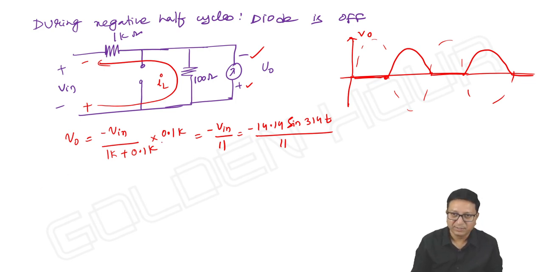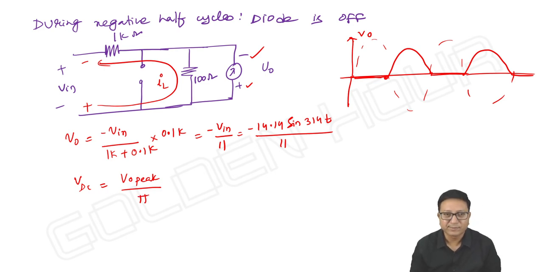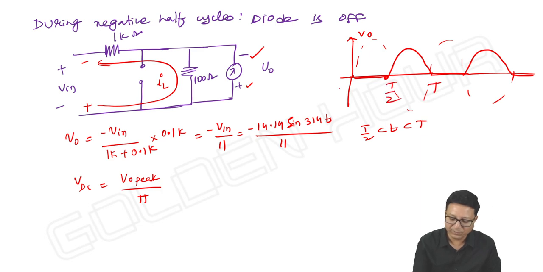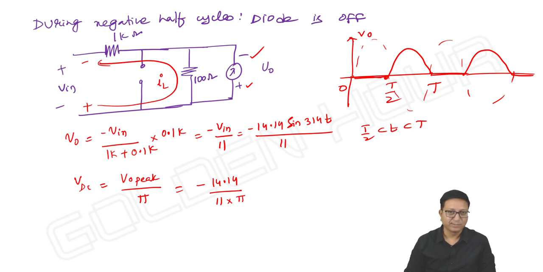So, it is like a half wave rectifier. And what is the average value of a half wave rectifier? The meter gives the average value. So, VDC is equal to V output peak by pi. Of course, this statement is true only for T by 2 to capital T. Don't get confused. So, what about the peak amplitude? 14.14 by 11 into pi. So, how much do we get?